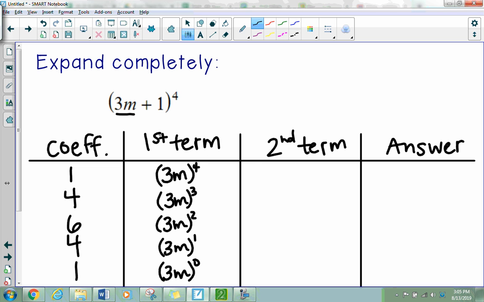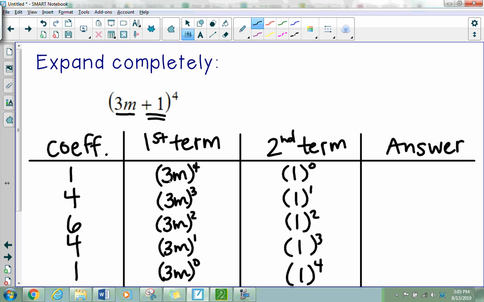Now I go on to the second term, which in this case is a positive 1. The second term should always start at the lowest power, which is 0, and then it will increase by 1 until it gets to the highest. And so I got 1 to the 2nd, 1 to the 3rd, and finally 1 to the 4th.